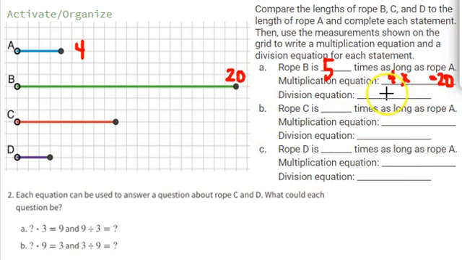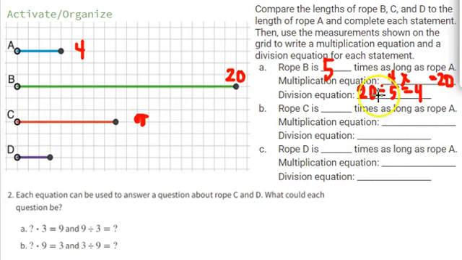What would be the division sentence here? Yeah, if it was 5 times as long, if we take 20 and divide it by 5, that gets us back to our original 4 that was length A. What about C? Well, it's 9, isn't it?